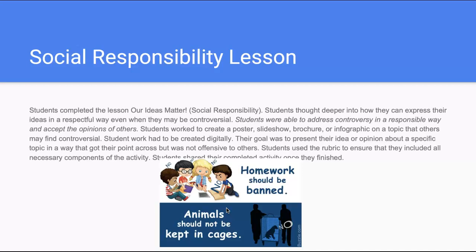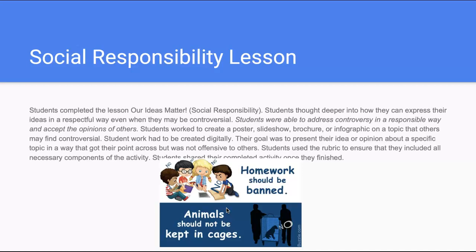Students worked to create a poster, slideshow, brochure, or infographic on a topic that others may find controversial. Their work had to be created digitally. Their goal was to be able to present their idea or opinion about their specific topic in a way that got their point across but was not offensive to others.